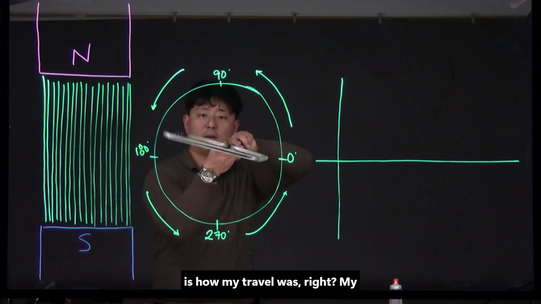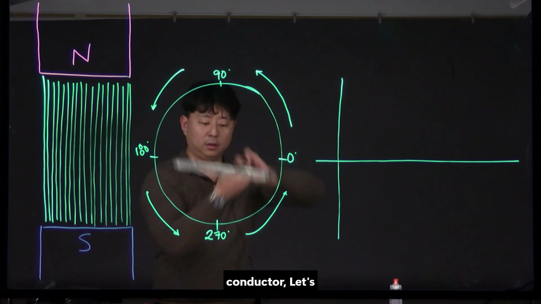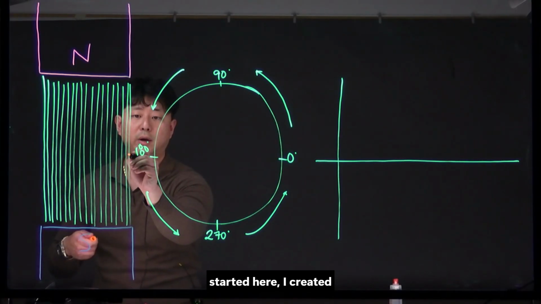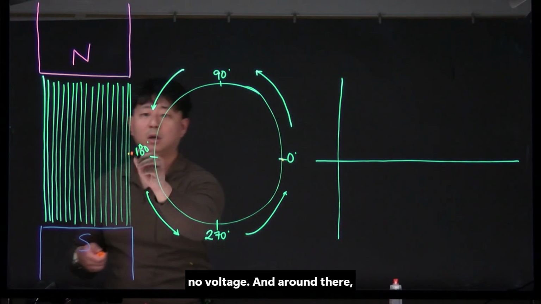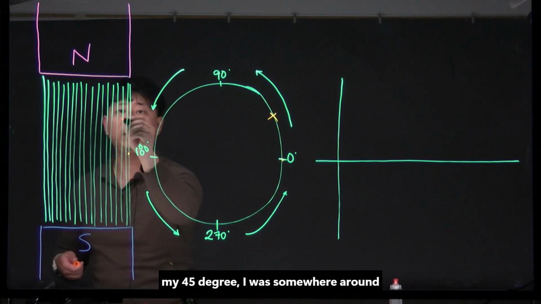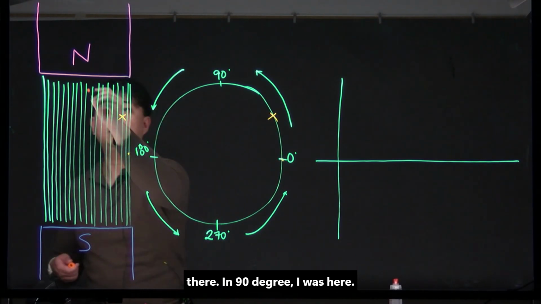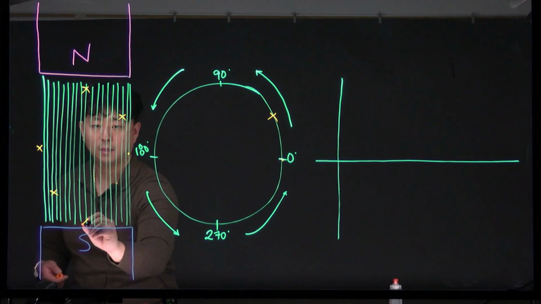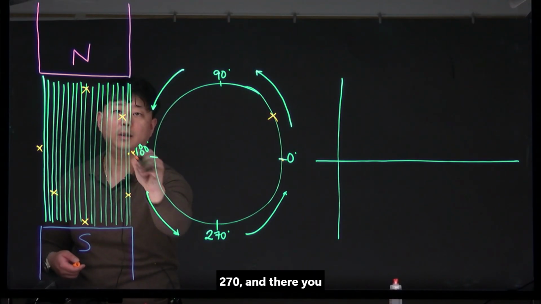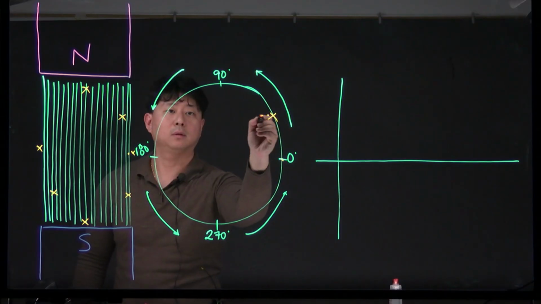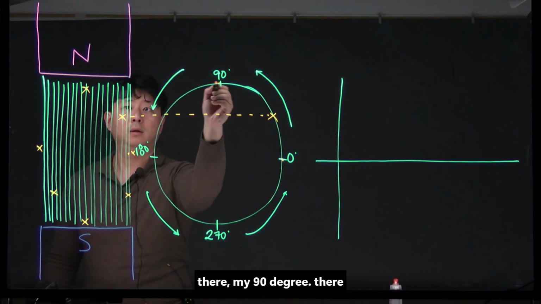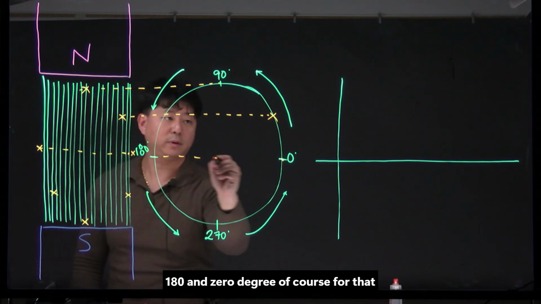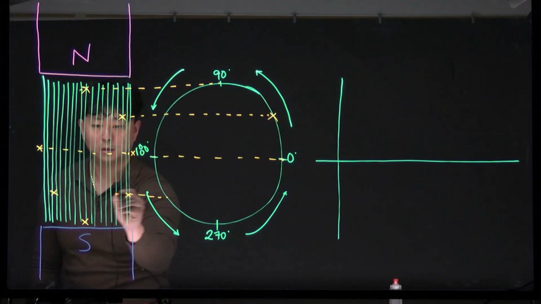So let's look at that. This is how my travel was, my conductor. Let's grab another pen. Where I started here, I created no voltage, and around there, my 45 degree, I was somewhere around there. At 90 degrees, I was here, and 180, I was outside, 270, and there you go. Right there, my 90 degree, there, 180, and 0 degree, of course, for that matter, like so.